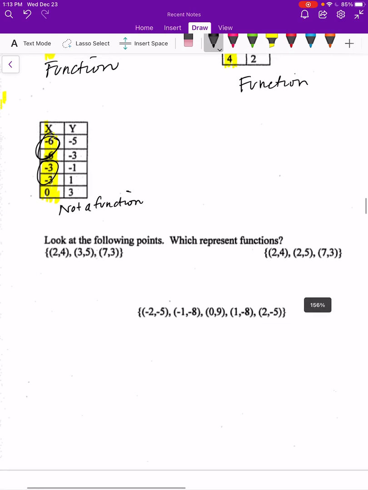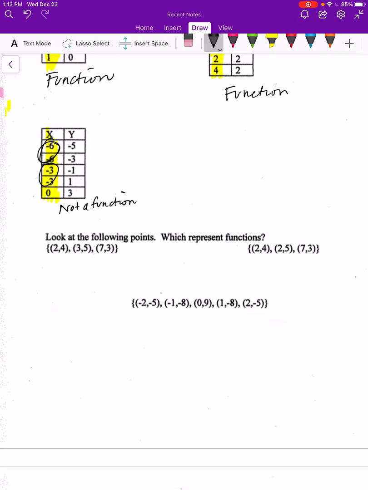Last but not least, these are called relations. They're just a bunch of points. And technically, ladies and gentlemen, it's just points. These are points too. They just took them out of the table. But they tried to make you think with these braces and stuff. But if I were to do this, x and y, this would be 2 and 4. This would be 3 and 5. And this would be 7 and 3. Okay, so then I look at my x's. Are they all different? They are.